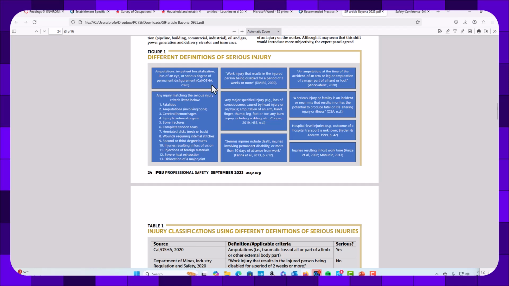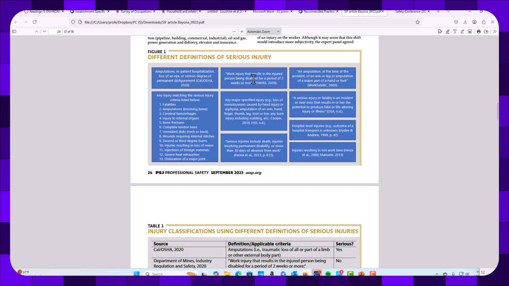So here's some current definitions. Let's look at some of these. So an amputation. So this is the OSHA. Is this a SIF? An amputation could be anything beyond an avulsion, which is just ripping off the tip of your finger. I don't know. I think that this stuff needs to be defined better.